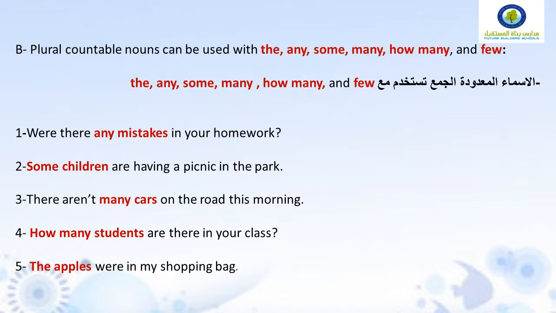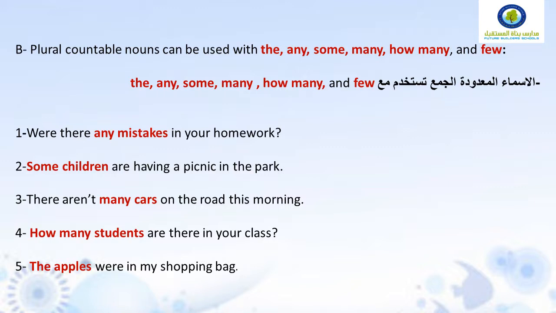Number 3, there aren't many cars on the road this morning. Again, what is the plural noun or the plural countable noun? It's cars, because the singular is car. So car and cars are countable nouns, the singular car and the plural cars. What did we use to identify many? So we have many cars.